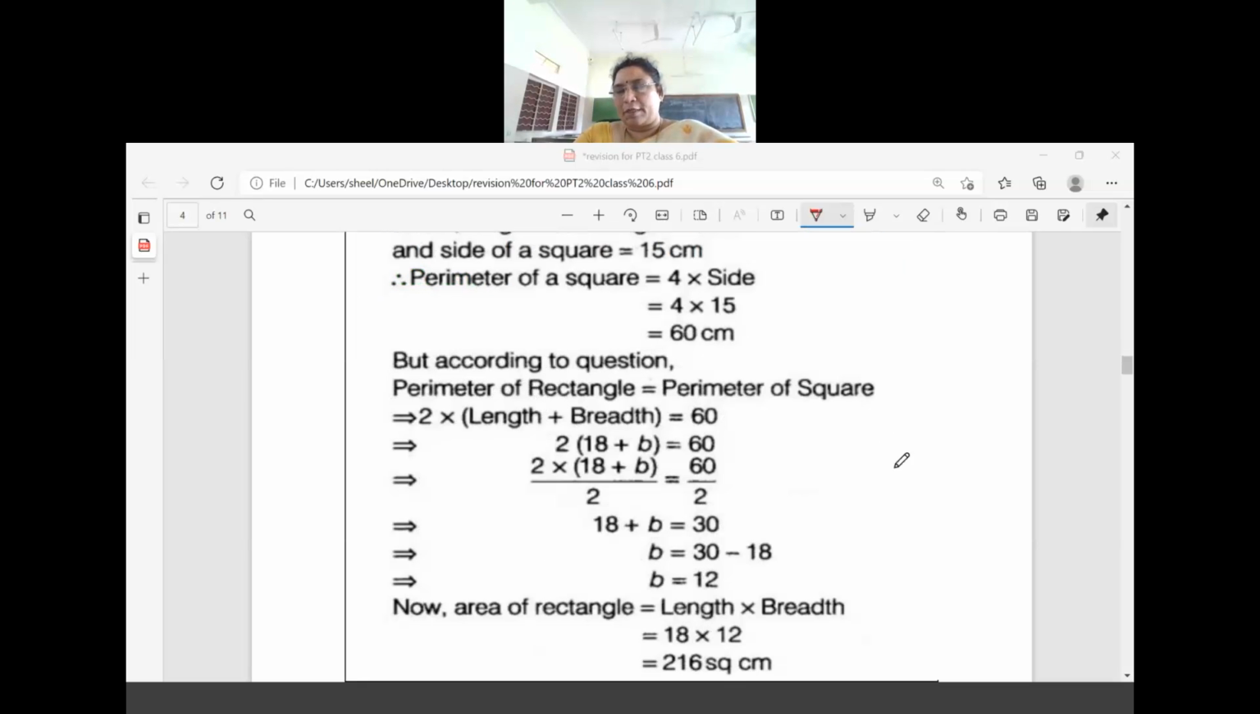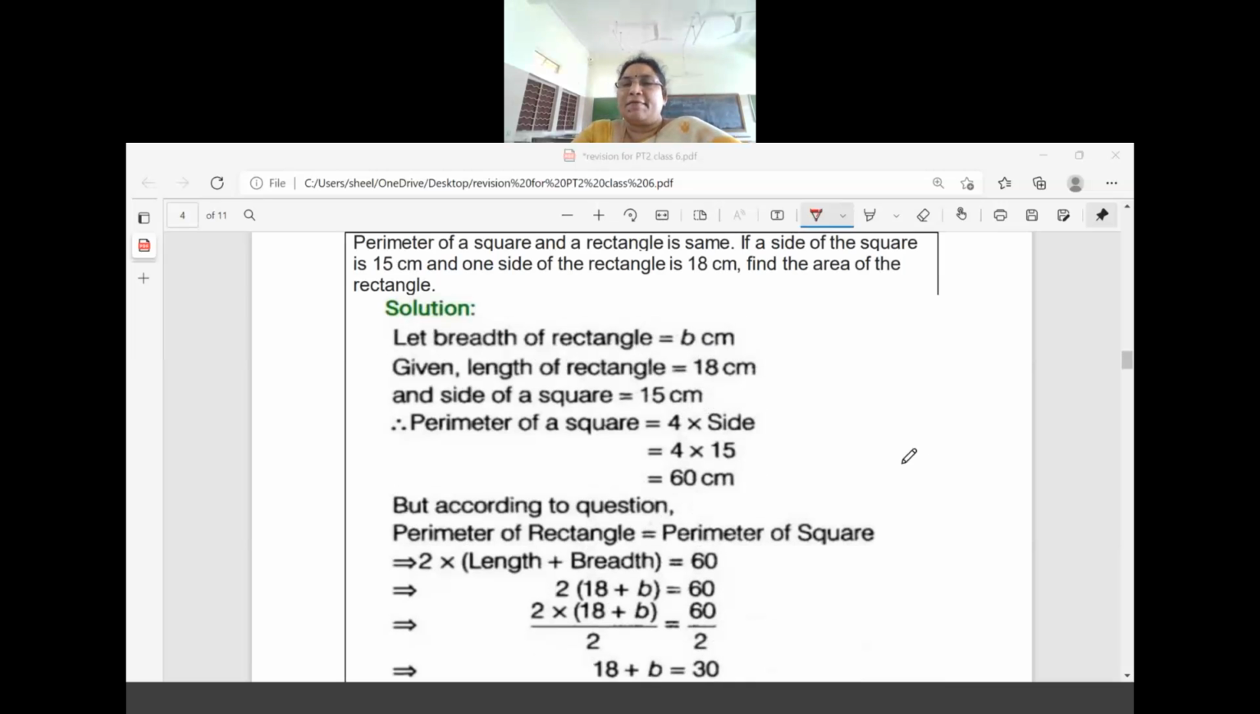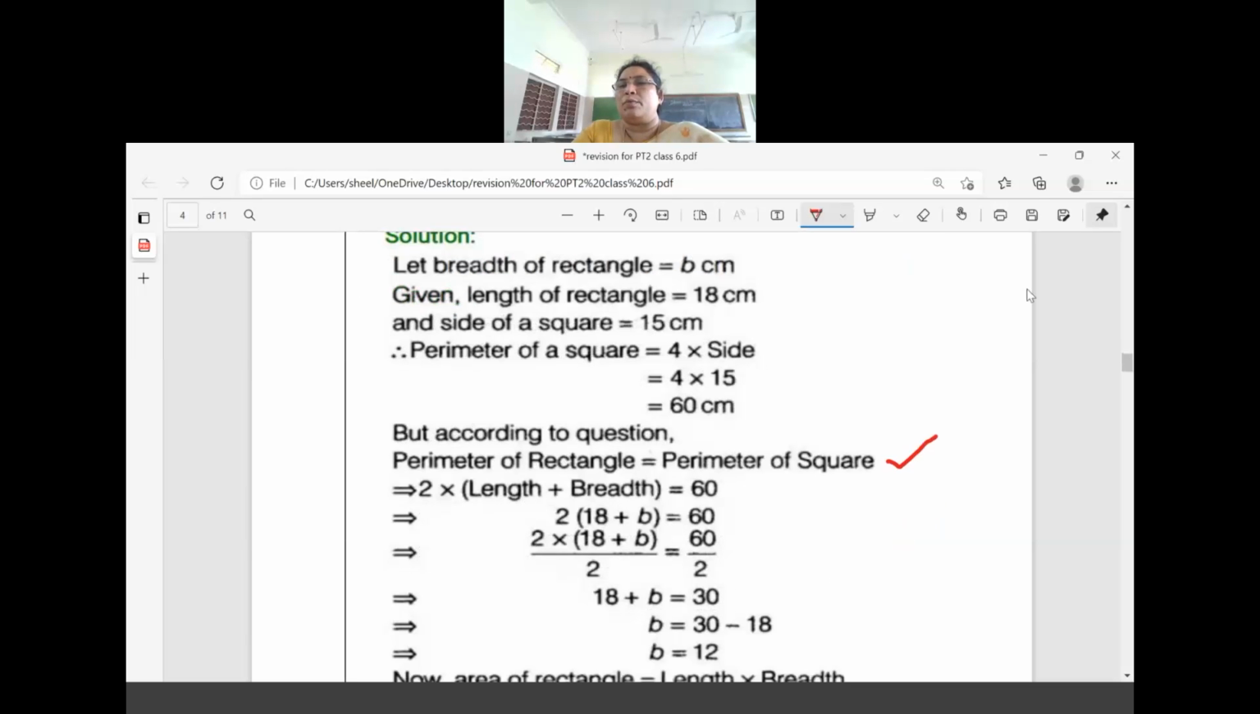Area of the rectangle, you know that length into breadth only. So one side is given here, but we don't know the breadth. But here, the perimeter of the rectangle and the perimeter of the square are the same. What is the perimeter of the rectangle formula? 2 into (L plus B) equal to 60.